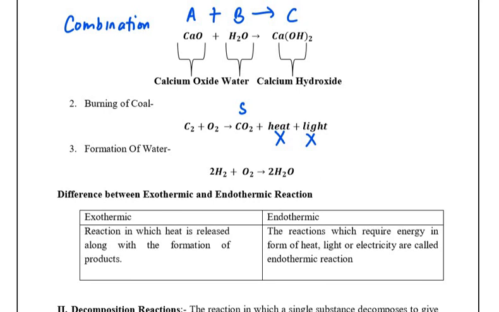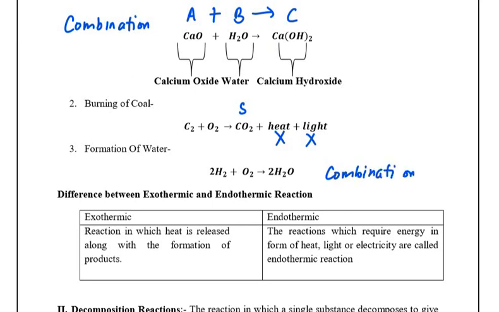Now in the third part we have formation of water. Formation of water is again a type of combination reaction. Why? Because we have hydrogen and we have oxygen, and when hydrogen and oxygen combine it forms H2O. So we have only one substance as the product, so we can consider it a combination reaction.